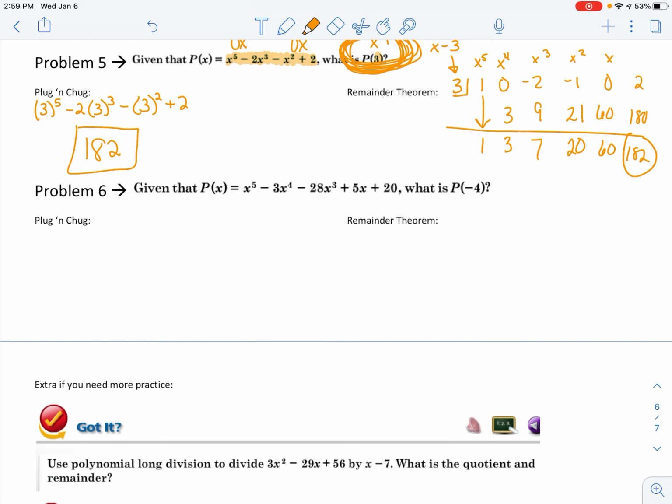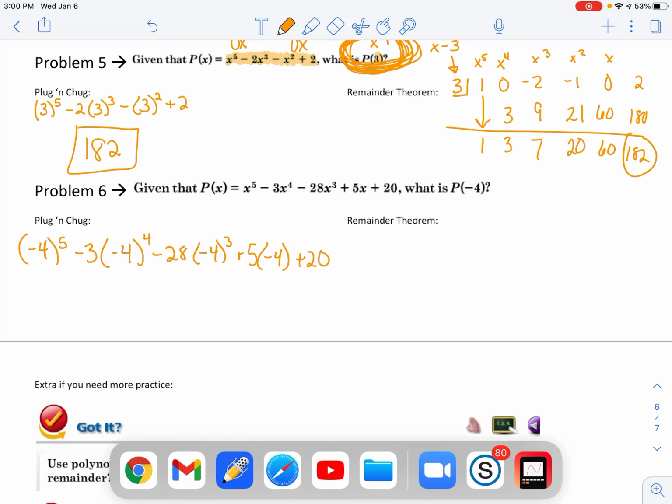I'll do that again. Again, you can do this the old plug and chug method. You would plug negative 4 in for the x's, but you would have to use parentheses. Please be careful if you're going to do the old school method. You have to do negative 4 to the 5th power minus 3 times negative 4 in parentheses to the 4th power minus 28 times negative 4 to the 3rd power plus 5 times negative 4 plus 20, and you would get something.